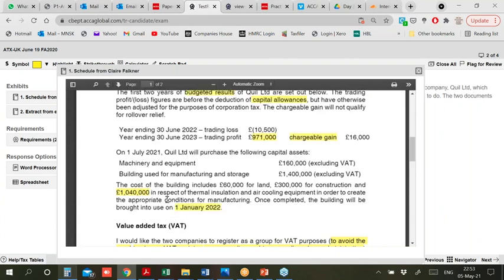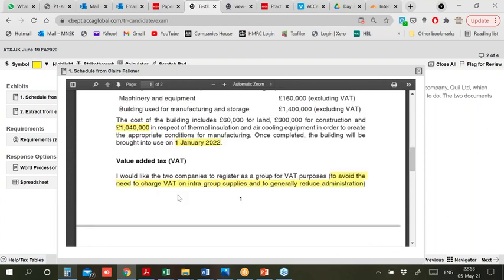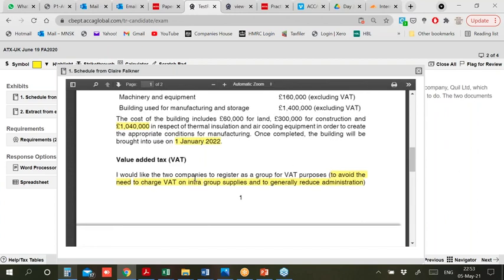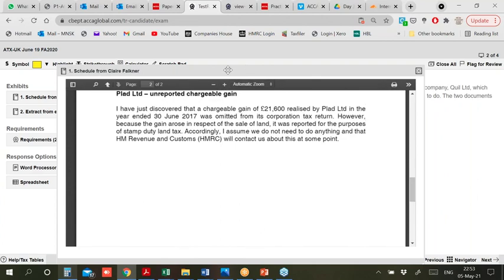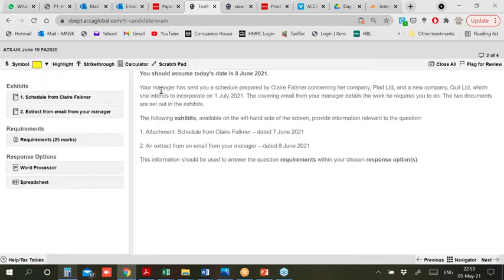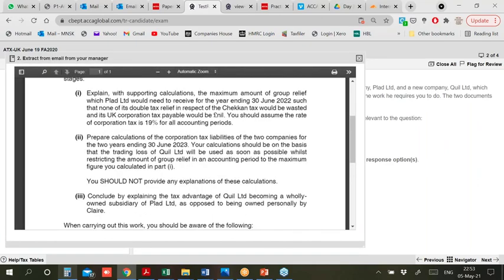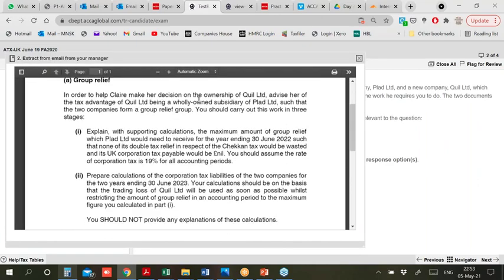Now, coming back to the question, I'll keep making my notes so I do not have to come back and read the scenario thoroughly. That part relates to VAT, and then this part relates to chargeable gain. So I guess I'm done with the scenario. Now I can read the detailed requirement of the extract from the email of the manager for the first part. In order to help Claire make her decision on her ownership of Q Limited, advise her the tax advantage of Q Limited being a wholly owned subsidiary of P Limited, such that the two companies form a group relief. You should carry out this work in three stages.